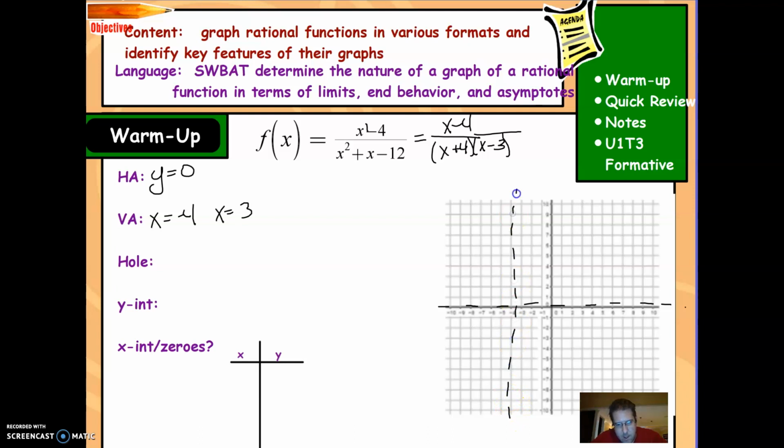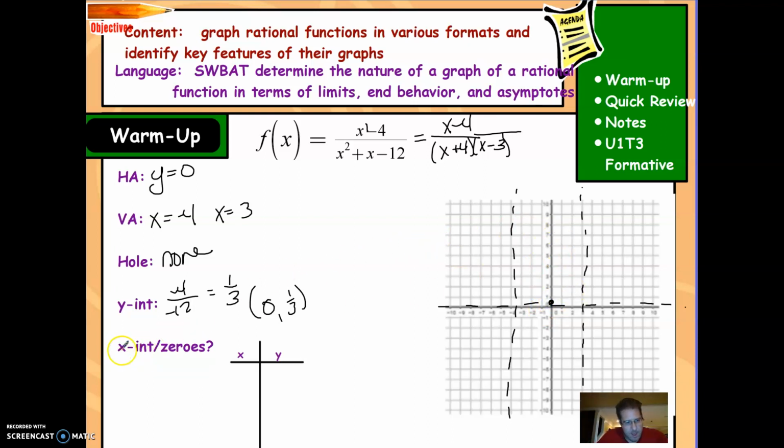So one right here. No, I'm not being the most precise here. It's kind of hard to draw on here. Then the holes, well, nothing canceled out, so there are no holes. The y-intercept means you put 0 in for x and solve. So 0 minus 4 is -4, and on the bottom it's -12. So that becomes 1/3. So (0, 1/3) is the y-intercept, which would be about, give or take, right there.